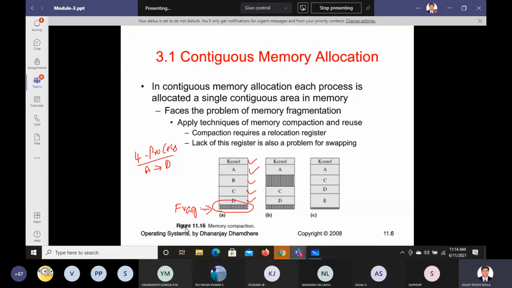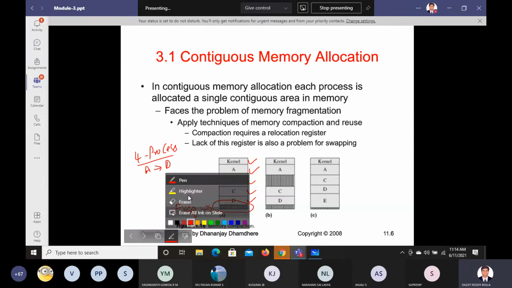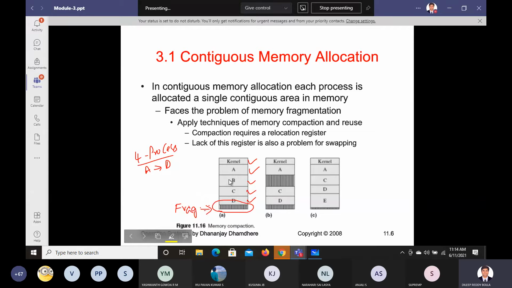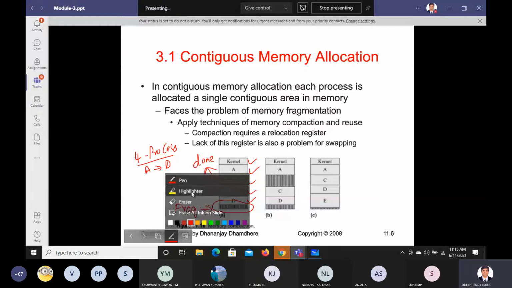That's your fragmentation part. Now what happened here, after some point of time, this B has completed its job. This B is done, so this B is out now. It is done with its job. Now if B is done, what happened to that?